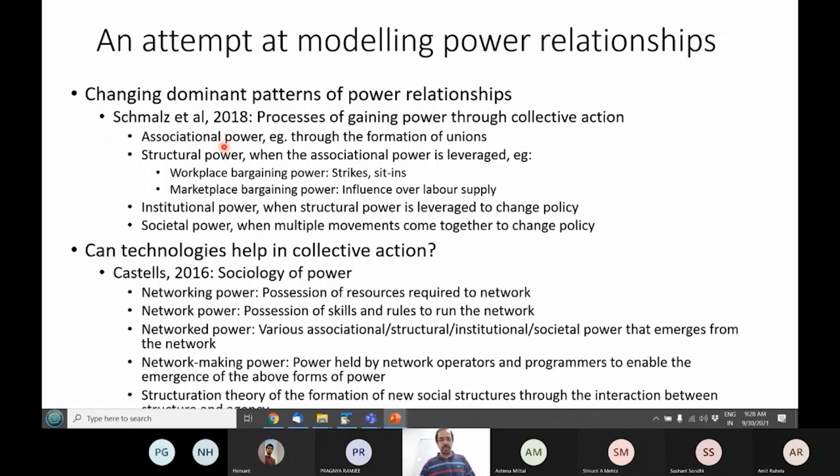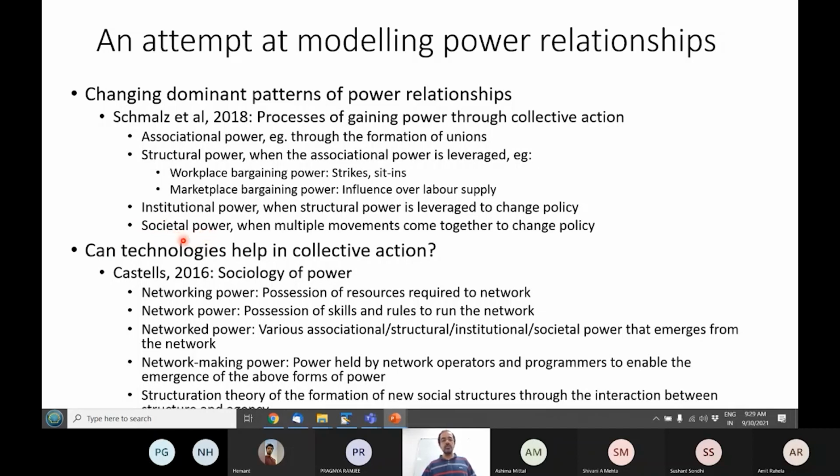Then they talk about structural power: once people are able to associate with each other, then at the workplace there can be strikes, or in the marketplace they can control the labor supply, and that gives more structural power to change working structures. As some of these powers emerge, it can also introduce institutional power, where structural power is leveraged to change policy, to change the rules. And similarly, when many movements come together, it can actually change the structure of society itself.